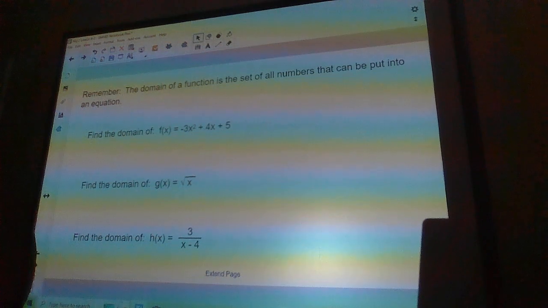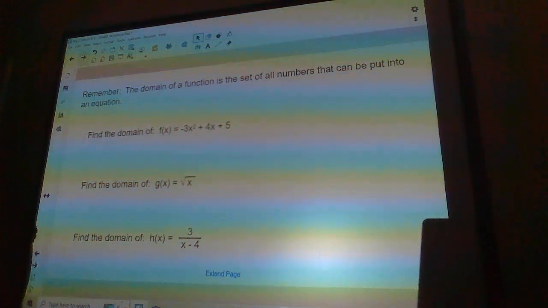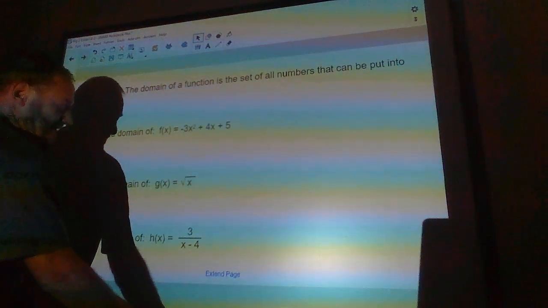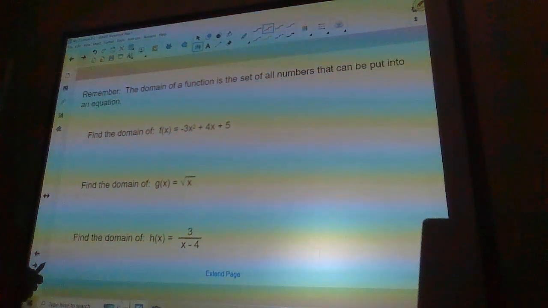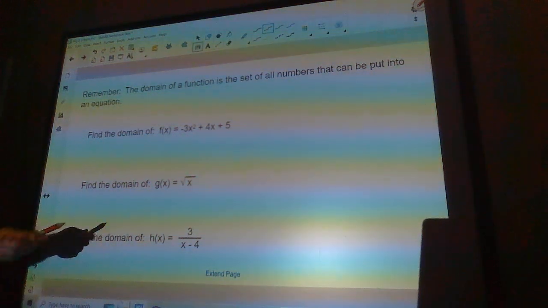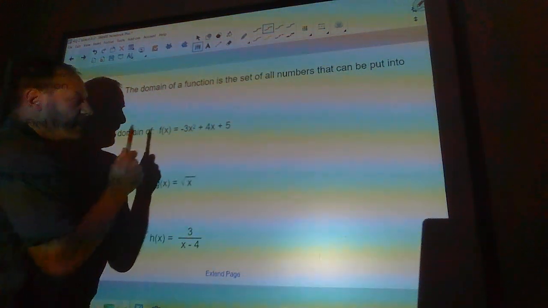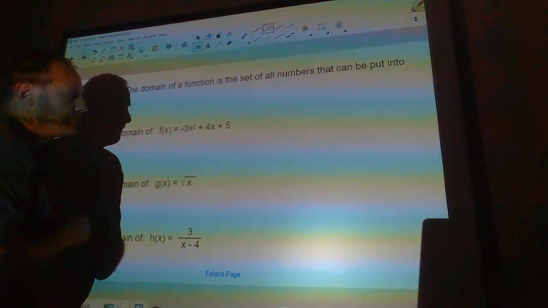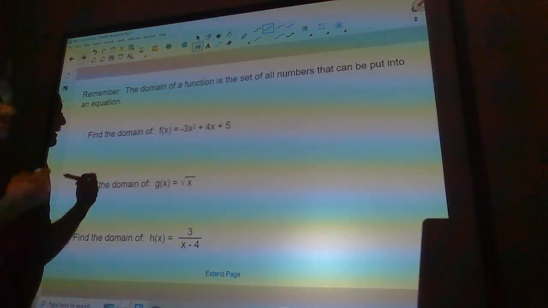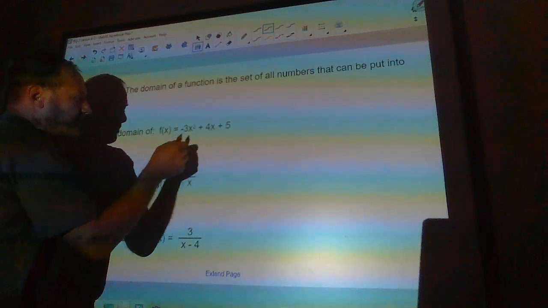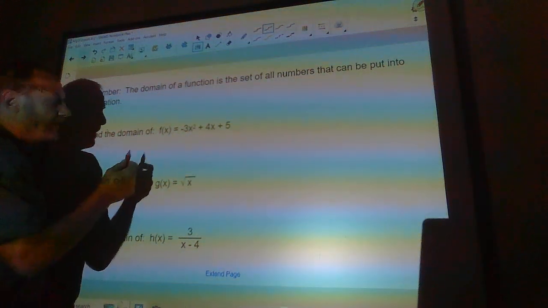The domain of a function is the set of all numbers that can be put into an equation. So find the domain of f of x equals negative 3x squared plus 4x plus 5. I can take any negative number, square it, multiply it by 4, add 5 to it. I can do that with any positive number, any negative number. I can do it with 0. So the domain of this would be all real numbers. I can put any number I want in there.